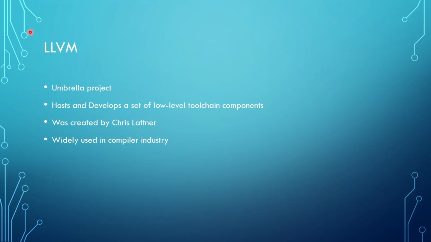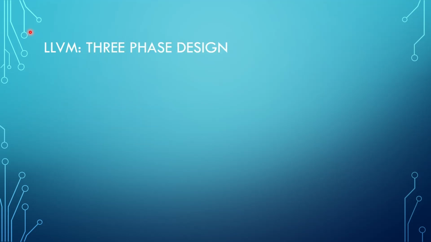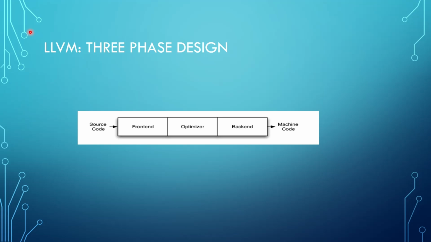Now, moving on to the design of LLVM, we will start with the three-phase design of a compiler. This is the three-phase design of a traditional compiler, which consists of a front end, optimizer, and a back end. The source code is fed to this pipeline, and the front end first parses the source code and generates an intermediate representation, or more generally an AST, abstract syntax tree. That intermediate representation is then fed to this optimizer, and this optimizer can then perform a number of transformations which should eventually lead to better and faster code.